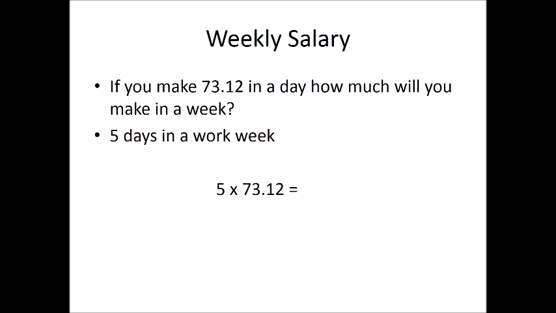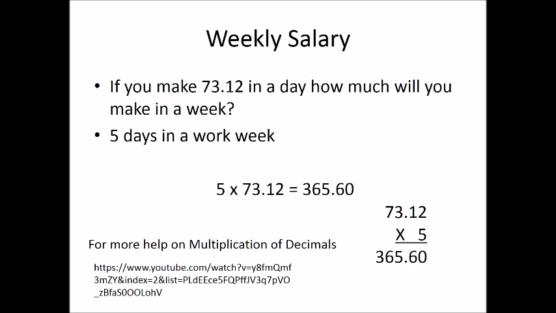You're going to see the big long multiplication of how I did it, which is 73.12 times 5 equals $365.60. Again, follow the link. Type in that link or type multiplication of decimals to get some more information on how to do multiplication of decimals.